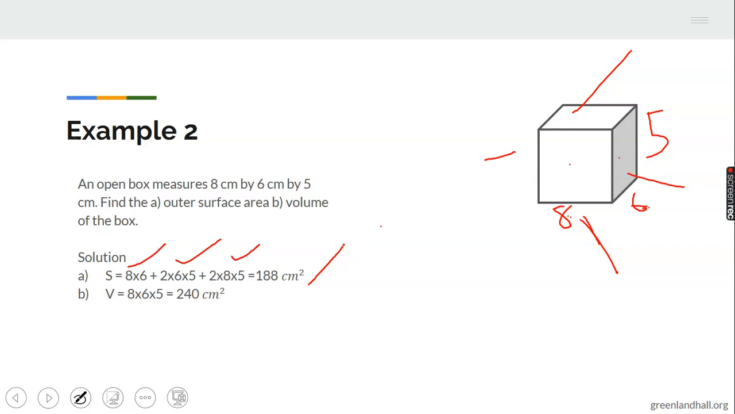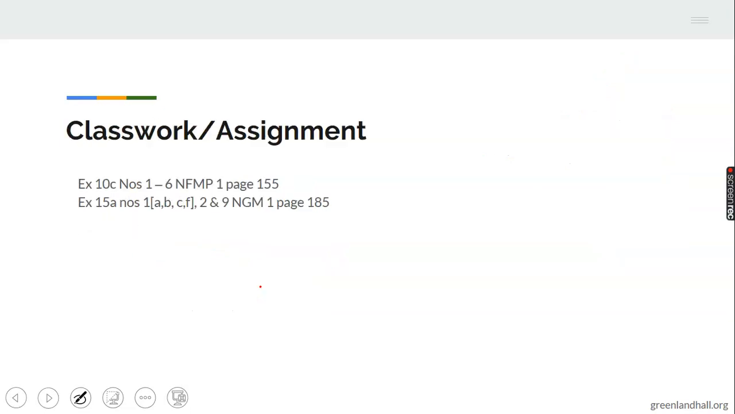Then the volume is length times breadth times height. That would be 8 times 6 times 5, and the answer is 240. That's the volume. I give you this one equally as assignment and classwork taken from the same textbook.